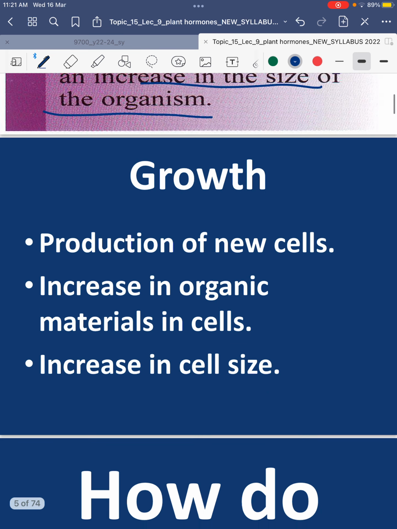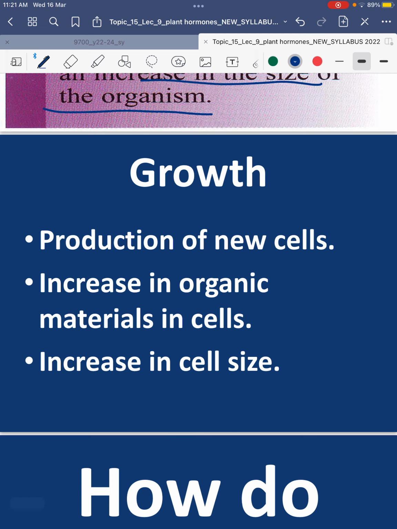We will summarize that. Okay, so what's the meaning of growth? New cells, increase in new cells, from 1 cell to 2 cells, 2 cells to 4 cells, so that means growth occurs. Or increase in organic materials, like what it produces, like maybe it produces more enzymes, more sucrose, yeah, in the phloem. So that also means growth.